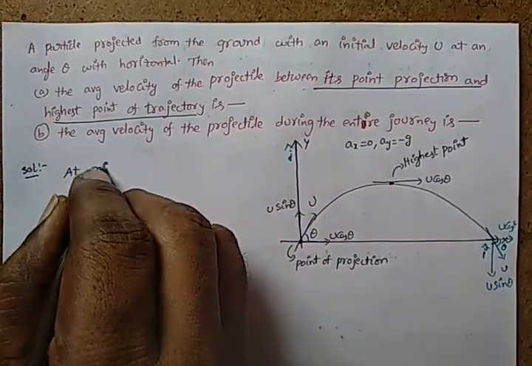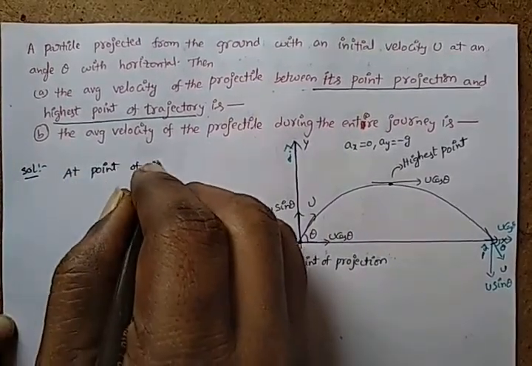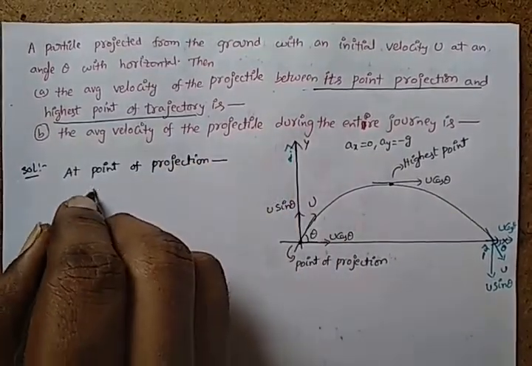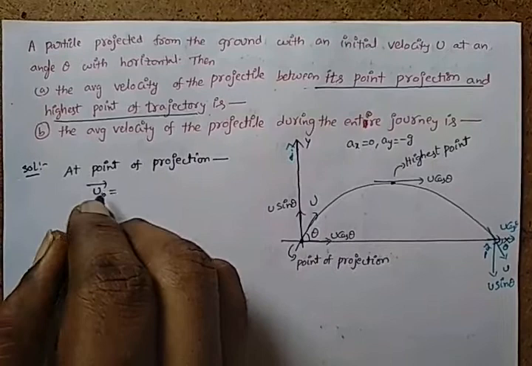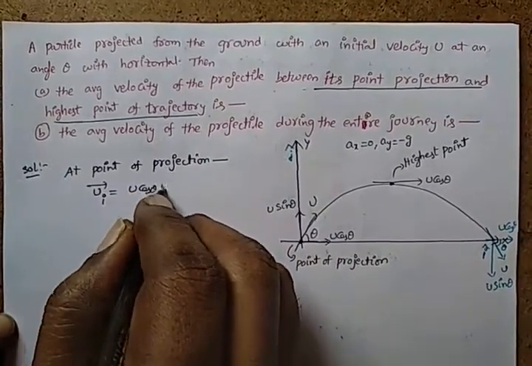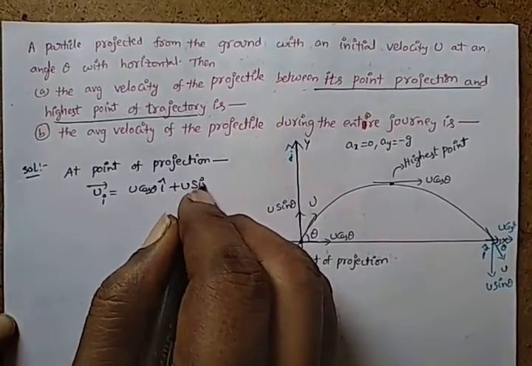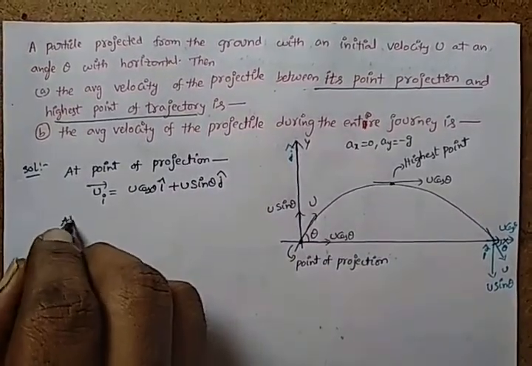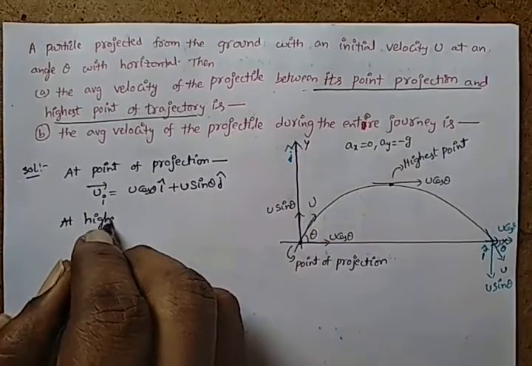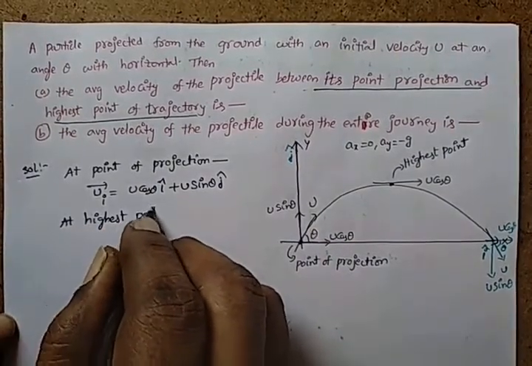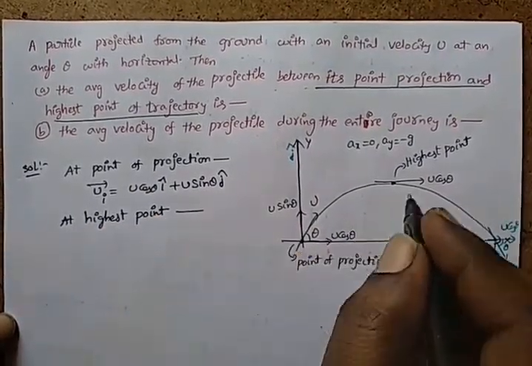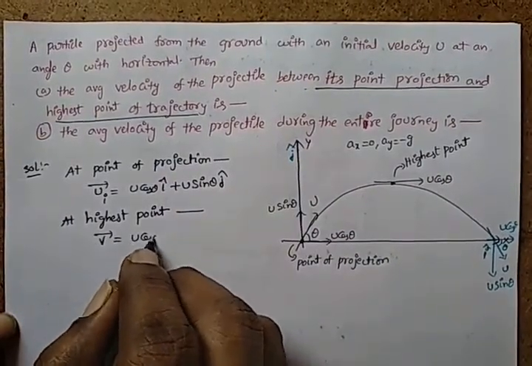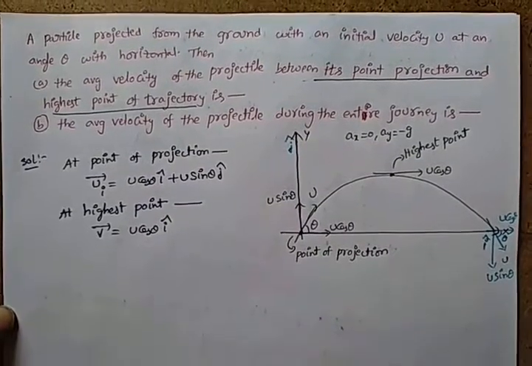So at a point of projection, the velocity of the projectile is given by u cos theta i cap plus u sin theta j cap. At highest point, the velocity vector of the projectile is given by u cos theta i cap.